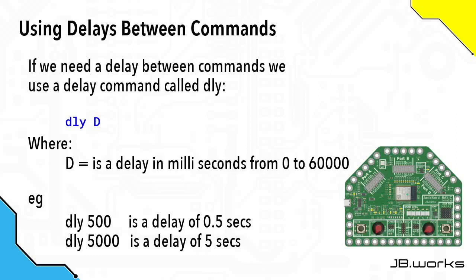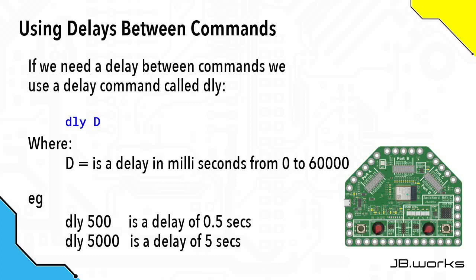So the previous example worked really well, but the LEDs turned on and off really quite quickly and much faster than we would like. So this is a point whereby we want to be able to introduce a delay between each of the commands in the daisy chain. And to do this, we use the delay or DLY command.